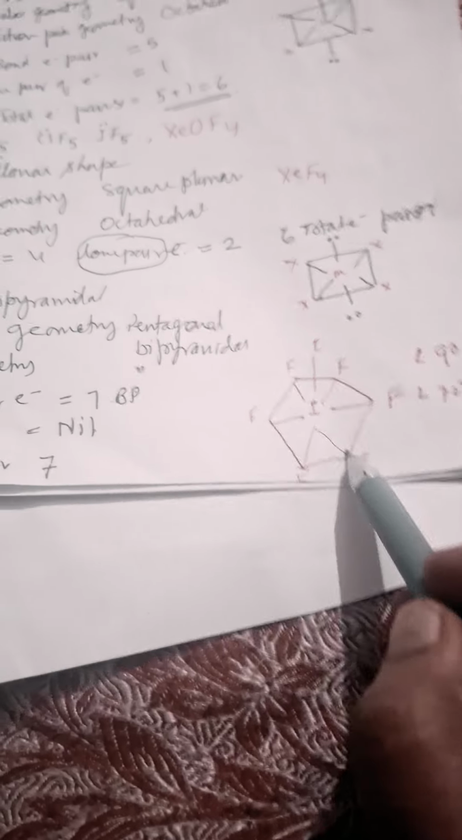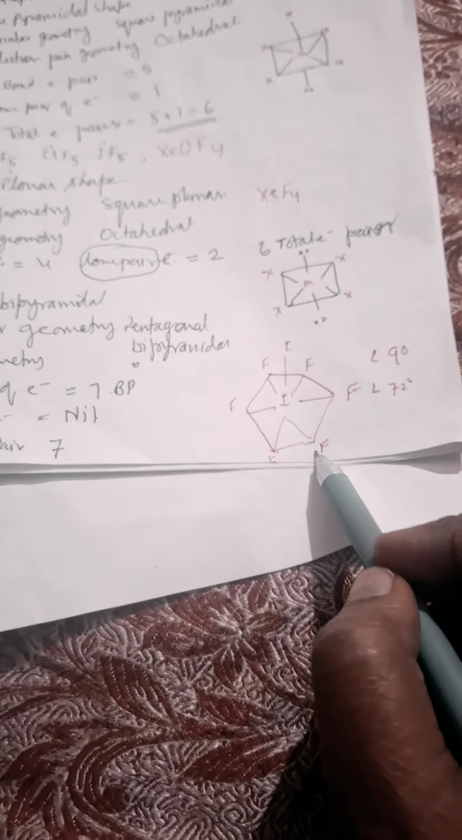Clear? Now sp3d3: we know this requires 7 bonding pairs, with 72-degree and 90-degree angles, and the geometry is this. Draw this geometry. Okay, 90-degree and 72-degree angles will be there. So we discussed pentagonal bipyramidal, we discussed octahedral, and square pyramidal hybridization will be the same, with one lone pair there.